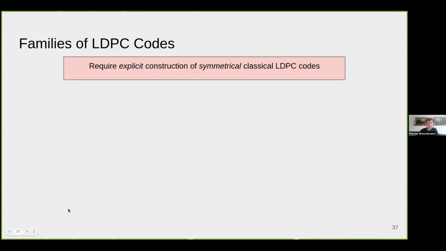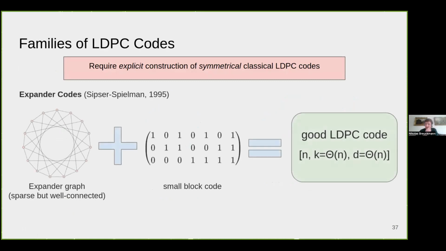Okay, so now in order to define families, we require explicit constructions of symmetrical classical LDPC codes. Such a construction was given by Sipser and Spielman in what are called expander codes. These are codes where we take so-called expander graphs, which are sparse but well connected, and combine them with small block codes to obtain good classical LDPC codes, ones where the number of encoded bits scales linearly with n, and the distance scales linearly with n.